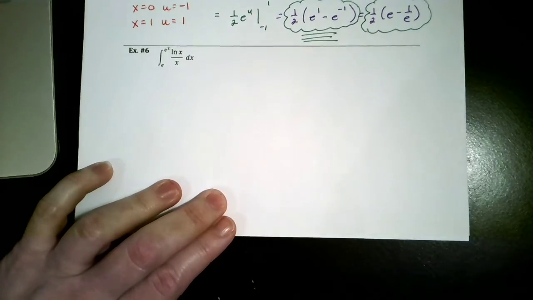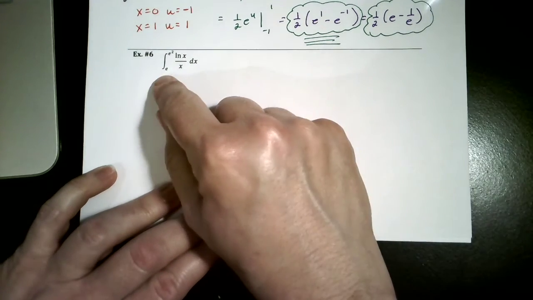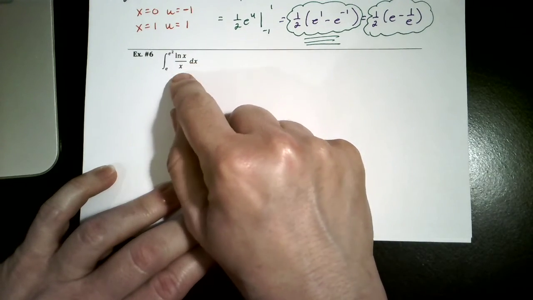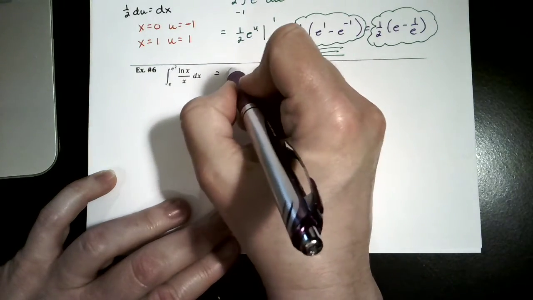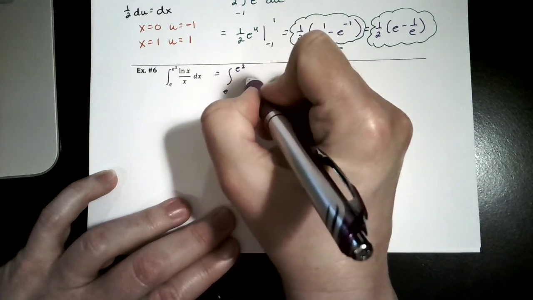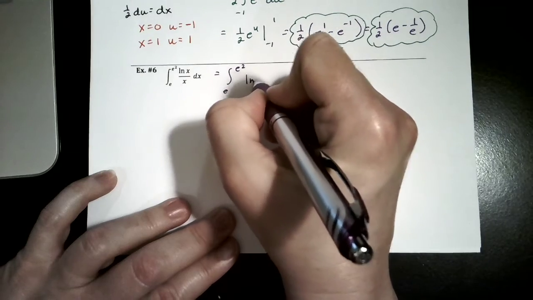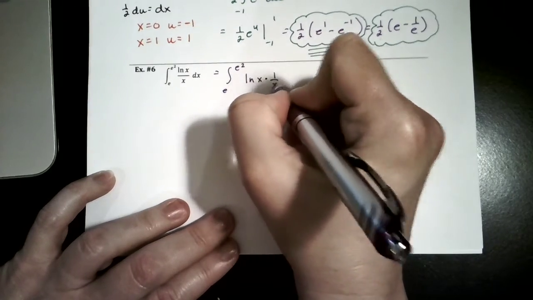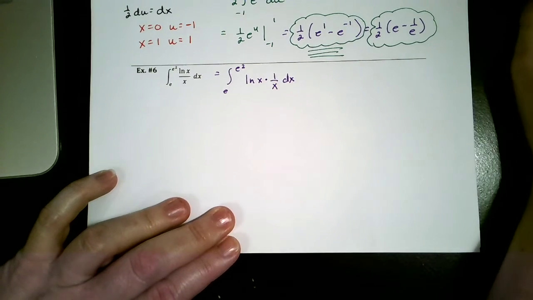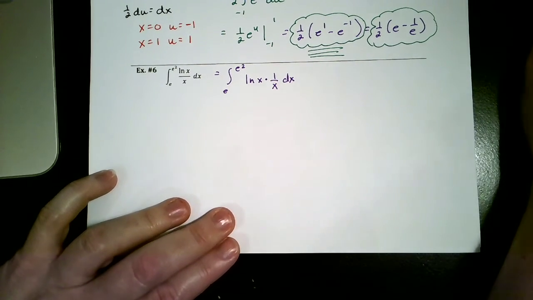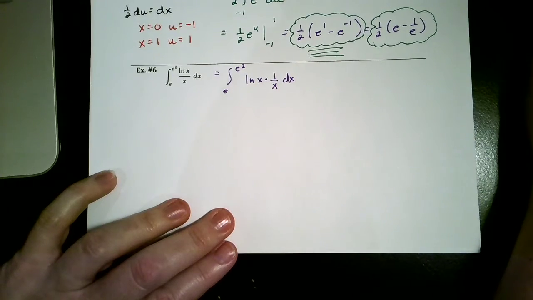We're integrating from e to e squared of the natural log of x over x dx. You might want to split this up so that it is natural log of x times 1 over x dx. That might help you out a little bit. I want you to pause the video and take this one for a spin around the block. See if you can do it.